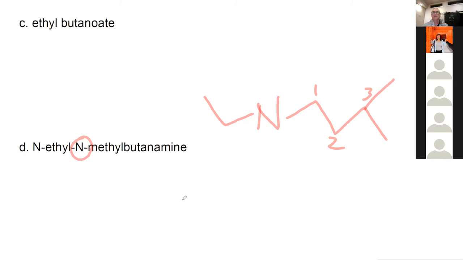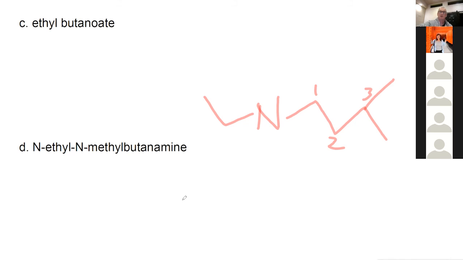So that's what N-ethyl 3-methylbutanamine would look like. But since N comes before the methyl, it's telling us that that methyl group is attached to the nitrogen.